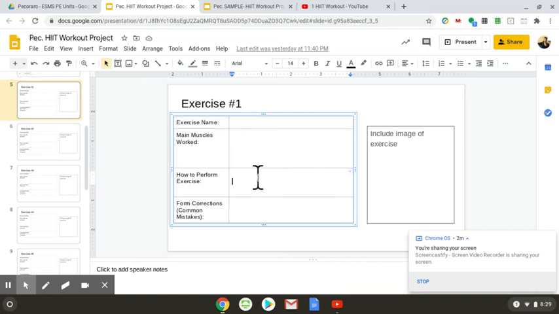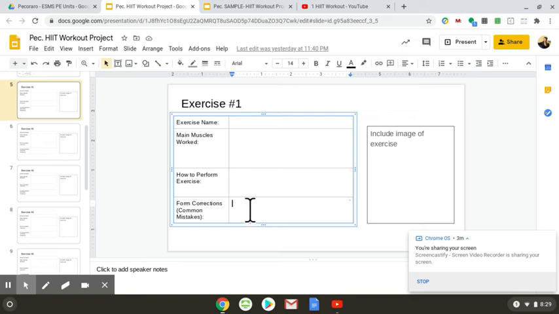Then you'll have to give a very small and short description of how to perform the exercise, as if you had to explain the exercise to someone. What are the words that you would say? What are the directions that you would give them? And lastly, please write any form corrections.